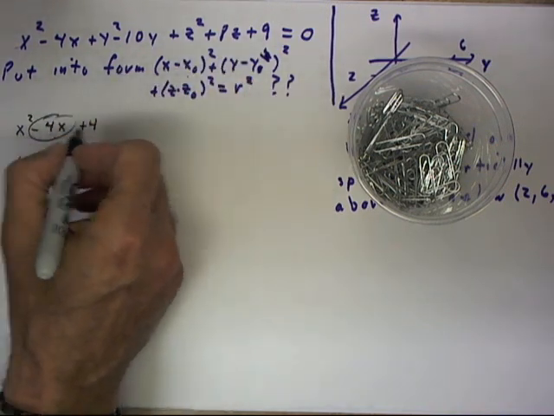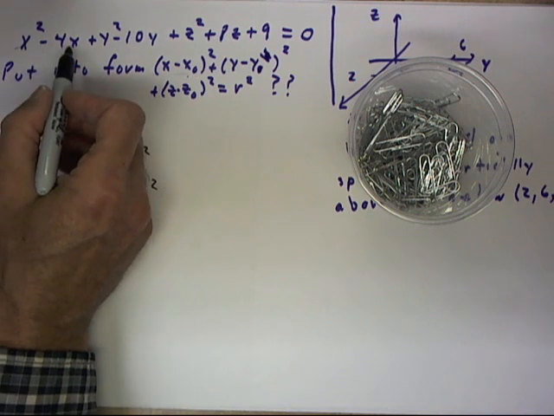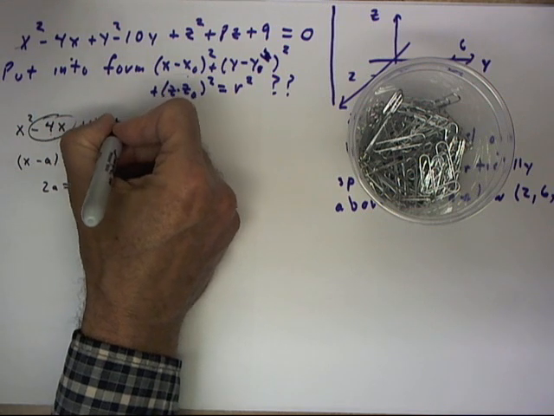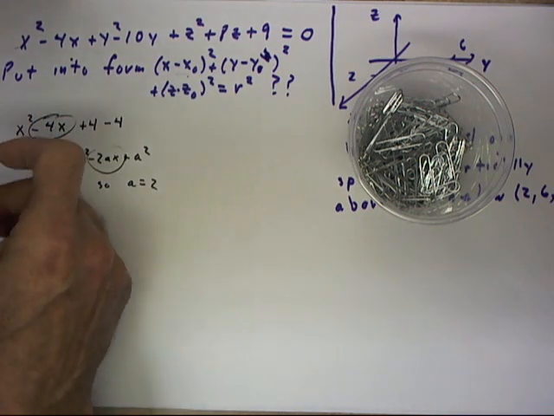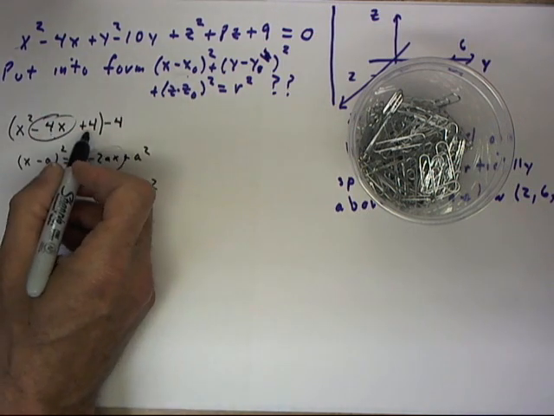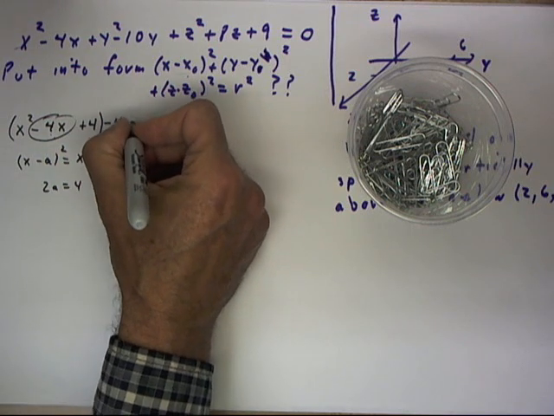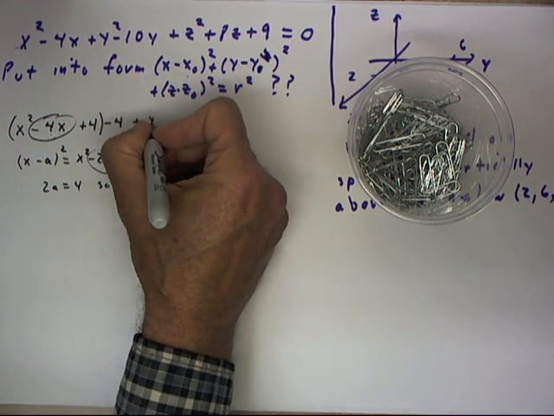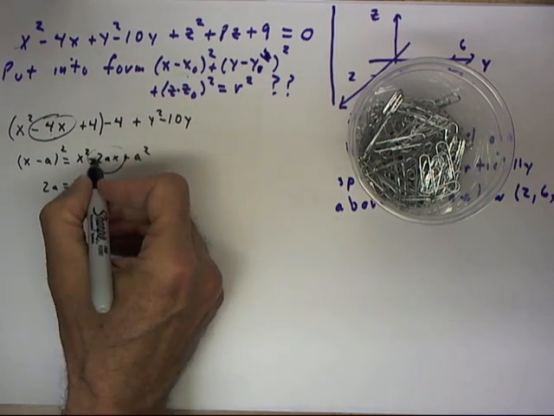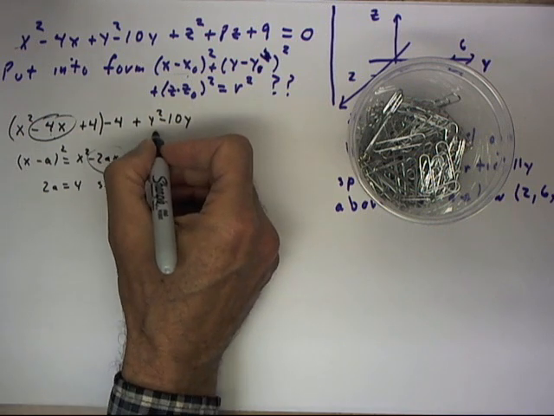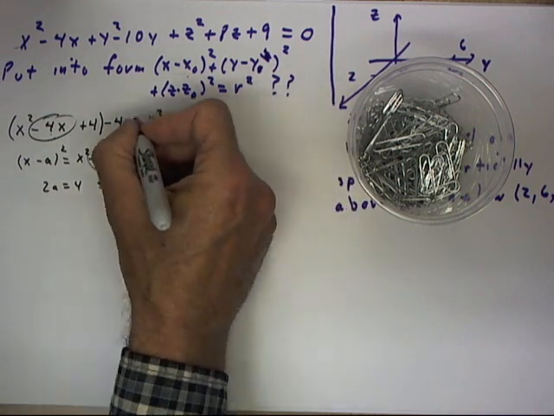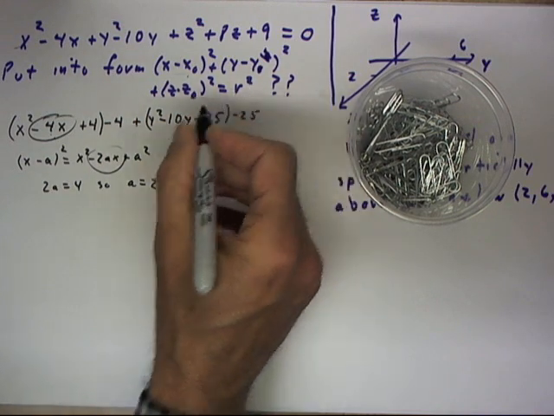Now, when we do this, of course, we can't just take x squared minus 4x and add 4 to it. We've changed the expression. But if we add 4 and then subtract 4, we have a perfect square minus 4. We can do the same thing with y. We've got y squared minus 10y. If 10 is your 2a for (y minus a) squared, then that a is going to be 5, so this is going to be 25, and we'll put that in parentheses, but we'll subtract 25.